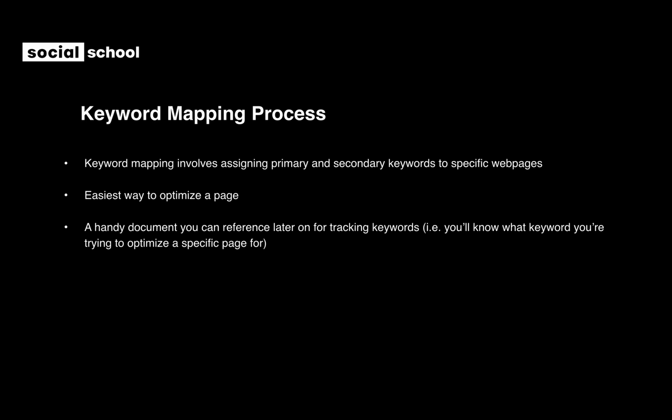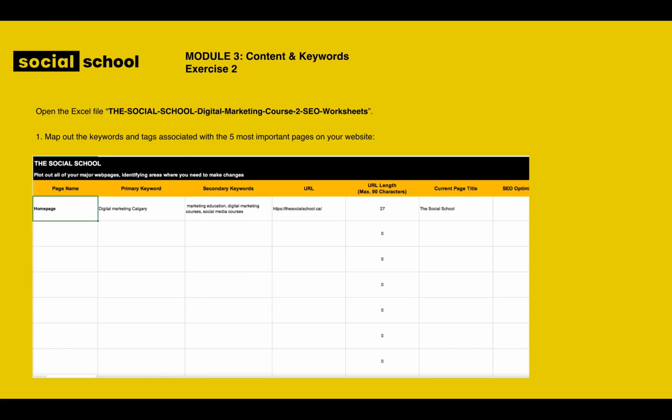It's the easiest way to optimize a page, but it's also a good document to have for your own records. So you can reference it later, and you'll know what specific keyword you're trying to optimize a page for. This often happens if somebody wants to know, hey, what keyword are we actually optimizing for? If you've been working on dozens of pages, you might not remember off the top of your head, so you can just look at this document, and it's going to give a nice little snapshot of what's happening there.